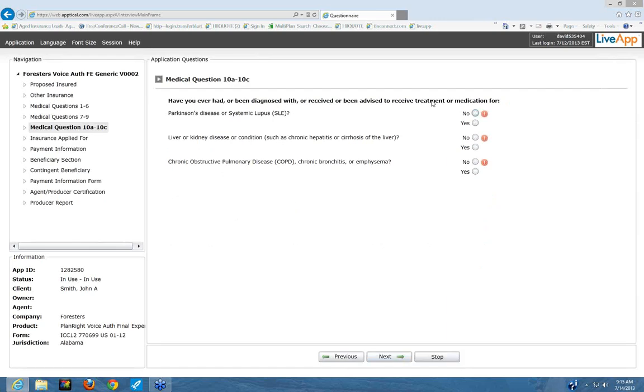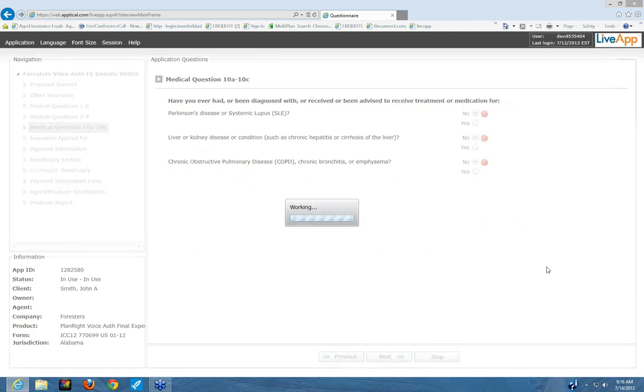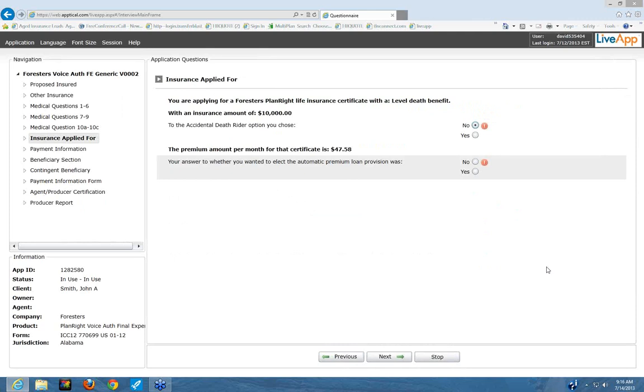Have you ever had Parkinson's disease or lupus? Now remember, this is have you ever. So make sure you ask it. So have you ever had Parkinson's disease or lupus, liver or kidney disease, COPD or emphysema, chronic bronchitis? Great. All right, Mr. Smith, so that was just to verify that the quote I gave you was what I should have quoted you, okay?